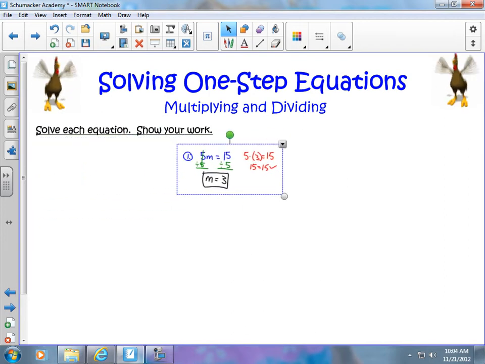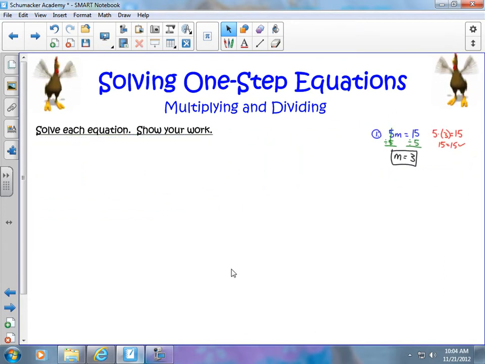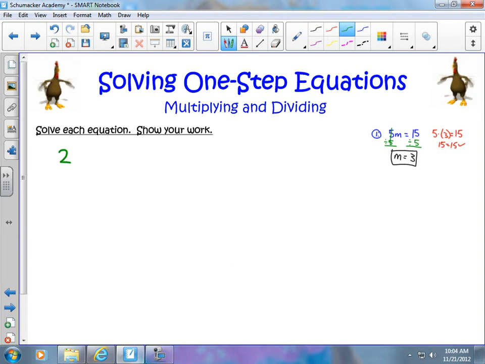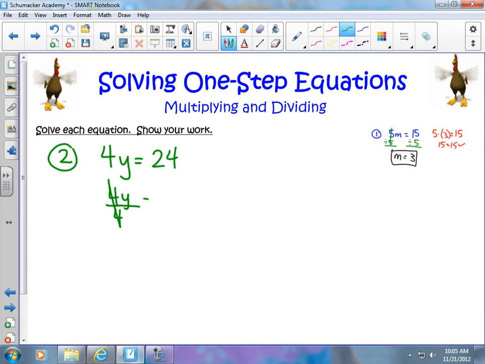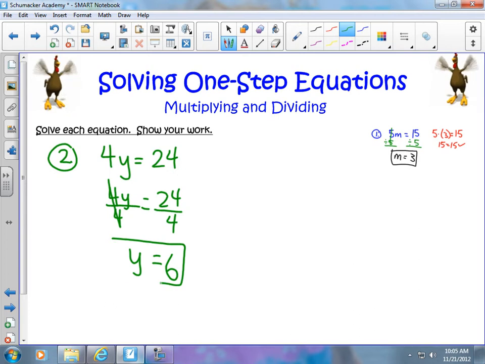Now, again, there are different ways of doing this problem. The way I was taught is to write it as a fraction. So I was taught if we have 4 times y equals 24, that I would divide 4y by 4. So I would take my 4y and I would divide it by 4 using a fraction type method, and these simply cancel out. And that would do the same thing over here. 24 divided by 4 is 6. So y equals 6.